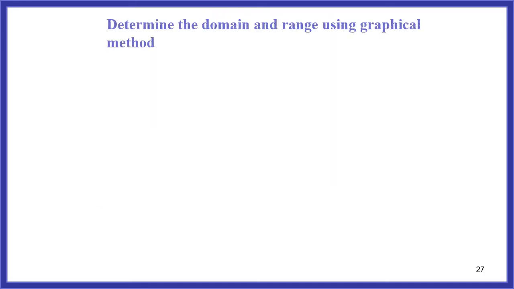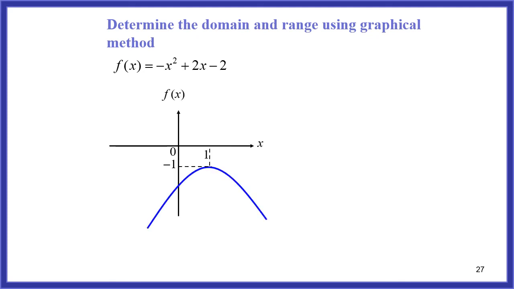How about now, to determine the domain and range using the graphical method, you have to know how to sketch the graph. So let's say for f(x) equal to negative x squared plus 2x minus 2 earlier, to sketch the graph, what do you do? First of all, by completing the square, we know the maximum point of the sad graph. So we sketch at (1, negative 1), and then we draw the sad graph up to that point. It should be the maximum point for that graph.